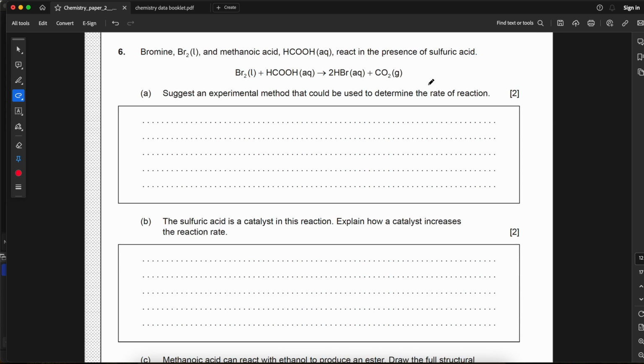Suggest an experimental method that could be used to determine the rate of reaction. When determining the rate of reaction, we always measure the change of mass, or as this is 2, so you can choose 2, mass of pressure or volume of gas CO2 produced, because it produced CO2 right here, and electrical conductivity.